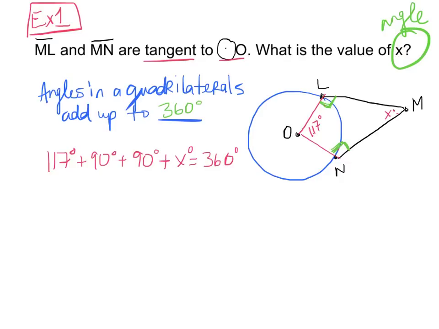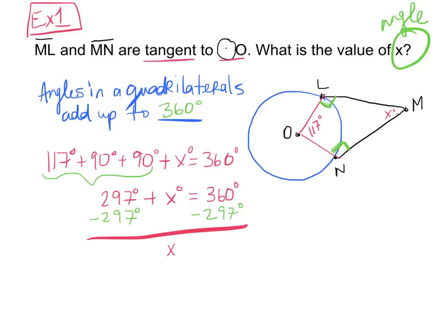So I'm going to go ahead and combine 117 and 90 and 90, and I will spare you the calculations. If you add those 3 numbers together, you're going to get 297 degrees plus x degrees is 360 degrees. Now, if you wanted to find out what x was, you just subtract that amount from both sides, and I would find that x is actually 63 degrees.